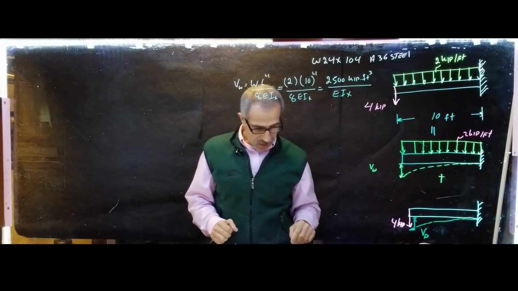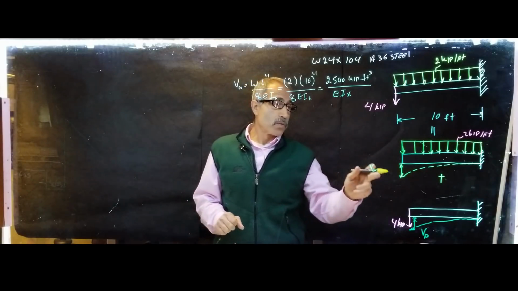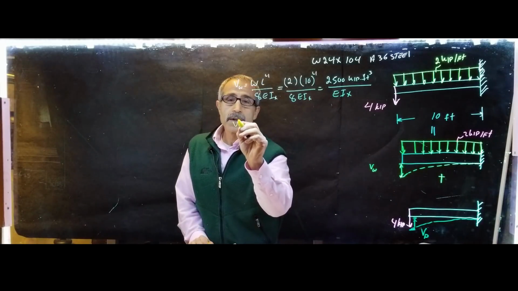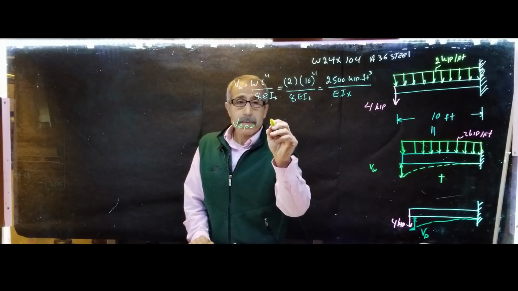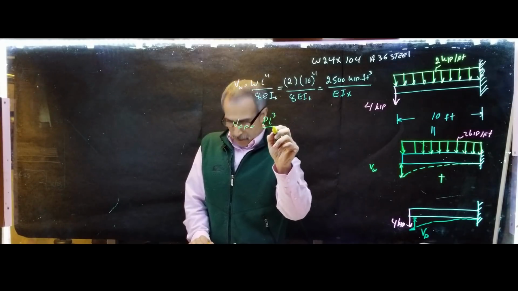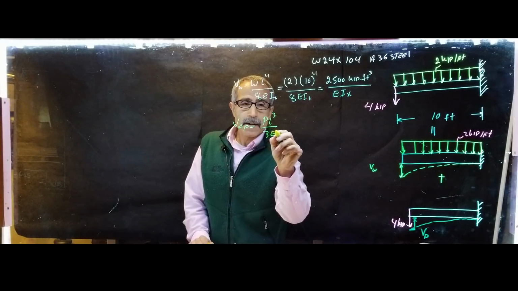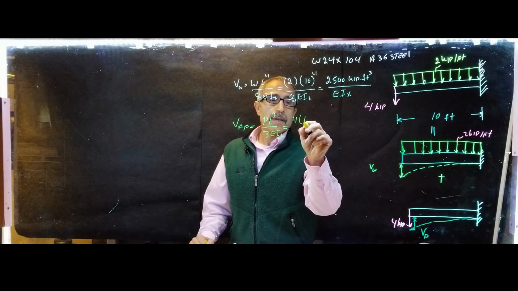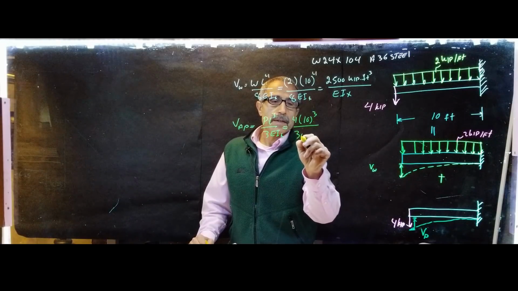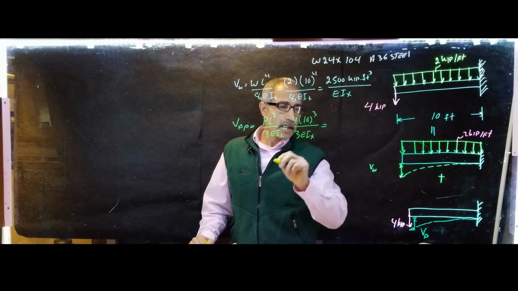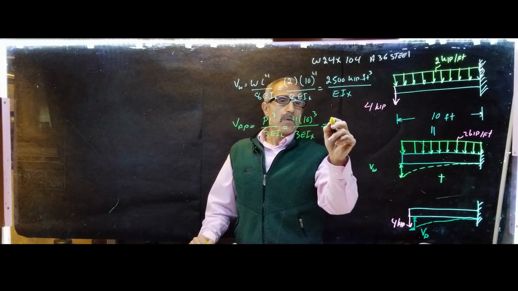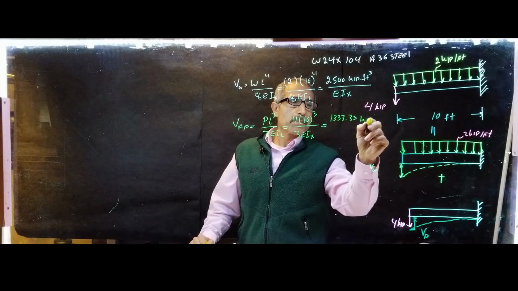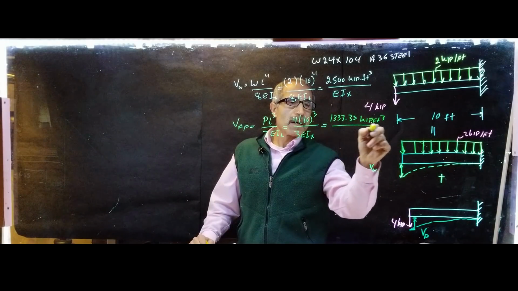Again, going back on the same screen, we can see that the deflection due to concentrated load is going to come out to, let's call it VP, PL cubed divided by 3EI in the X direction. And that's going to be 4 kips times 10^3 divided by 3EIX. And it comes out to 1333.33, same unit, cubic feet, and divided by EIX.